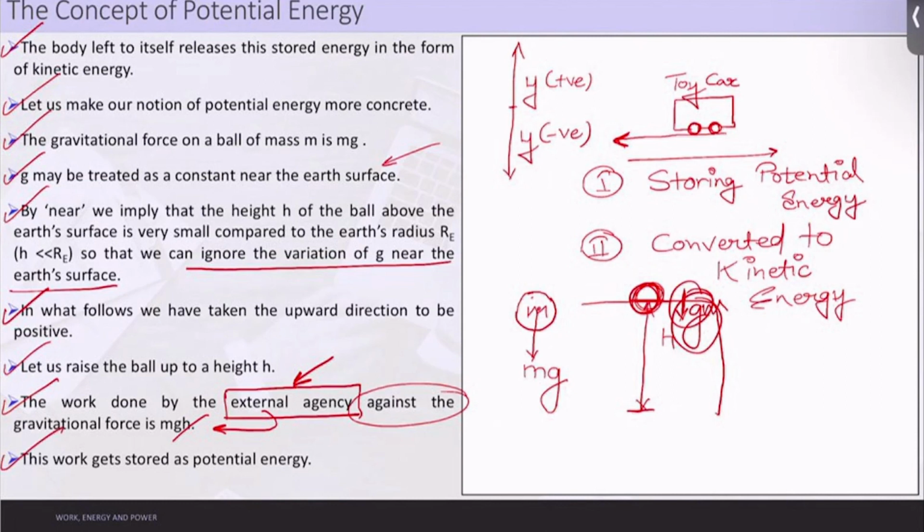So basically our ball has some capacity. That capacity is called here potential energy. In other terms, it can be said that some external agency is doing work against the gravitational force. That's how we can understand more about this potential energy concept.